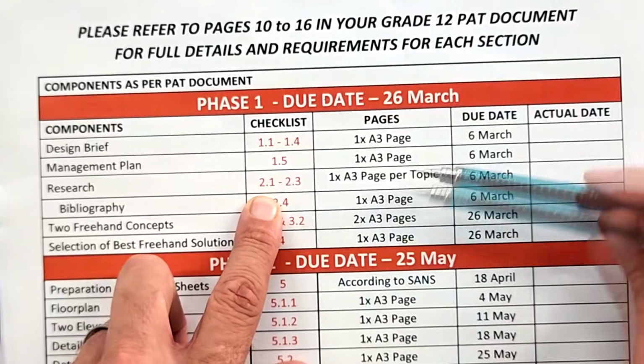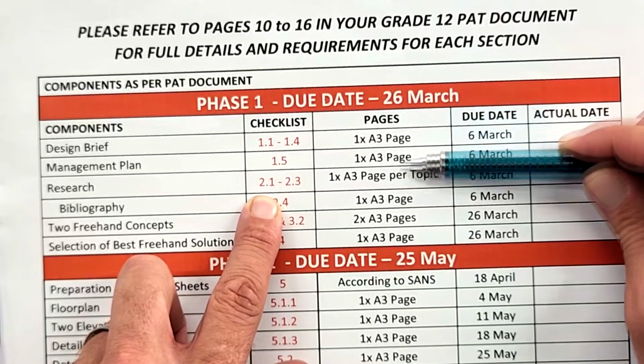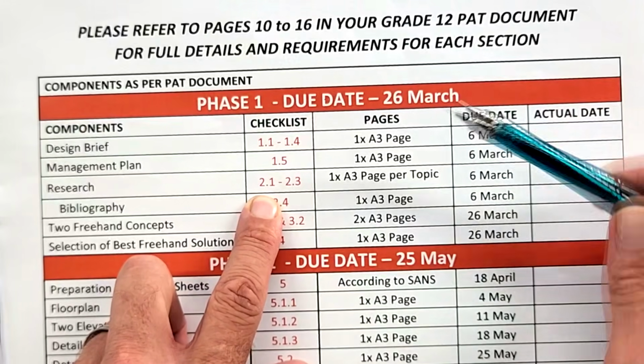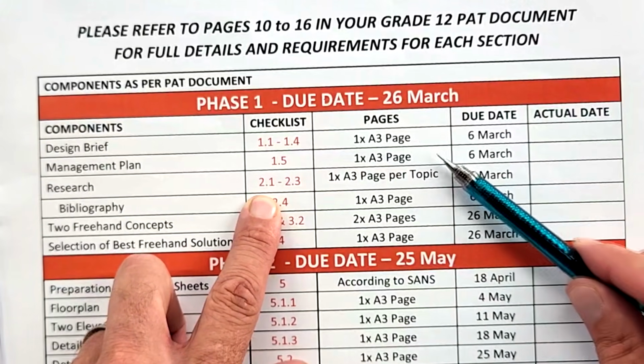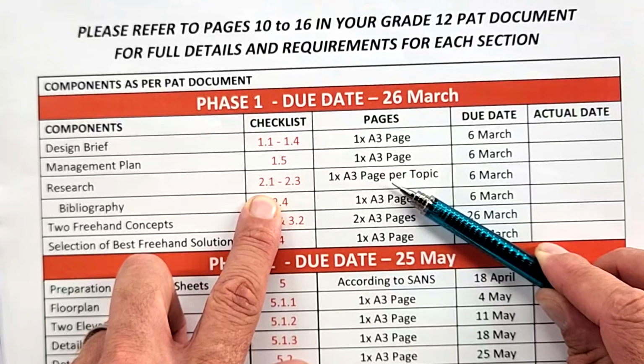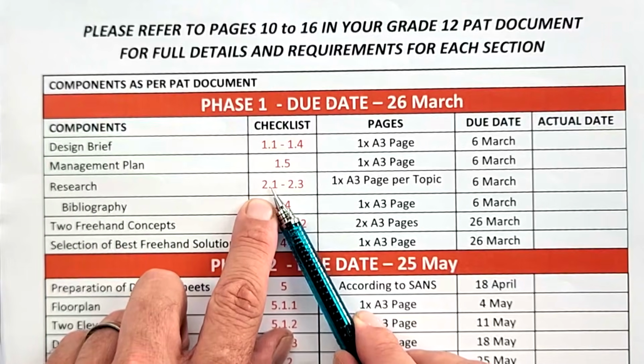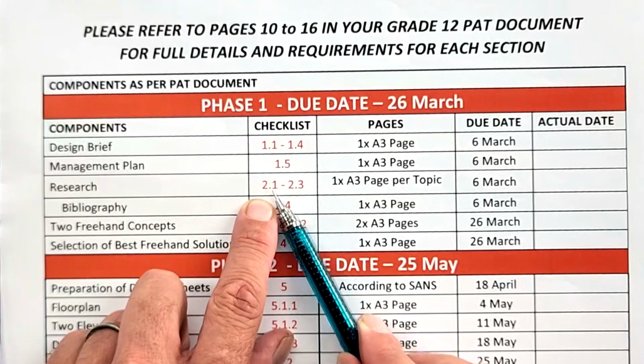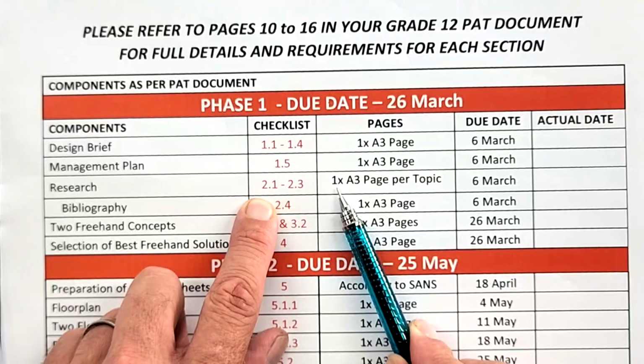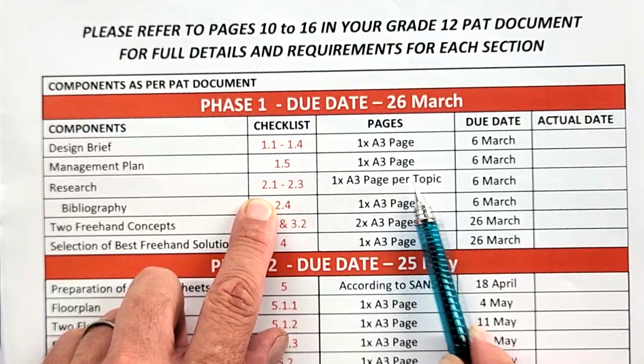Added onto this, you've got an indication of the pages, the type of page and the number of pages that's needed in order to complete these requirements. So for instance, your research, that's 2.1 to 2.3. There's 3 parts to this research, and each one of them needs one A3 page per topic.